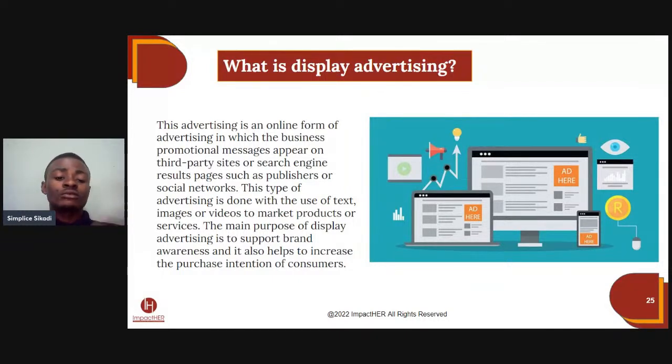Now you can run display ads, of course, on ads.google.com. You can run your display ads there. It's very easy. When we have the session on Google Ads, we are going to go into detail addressing that.